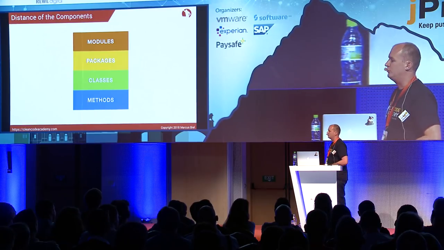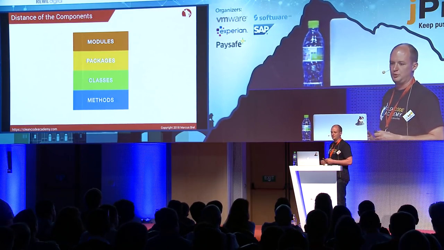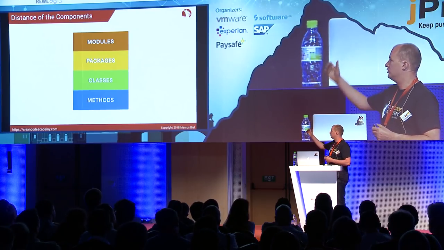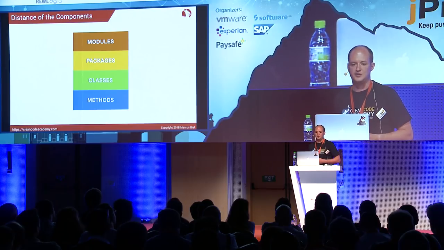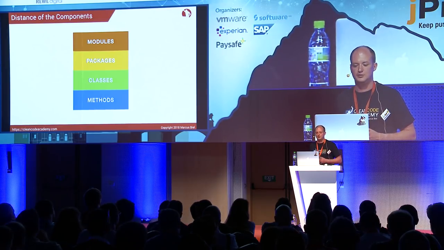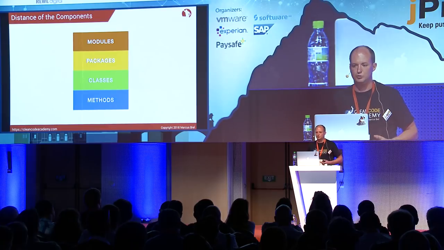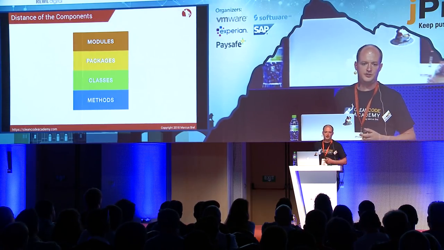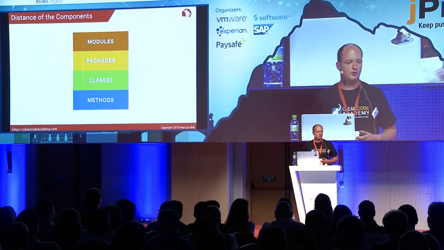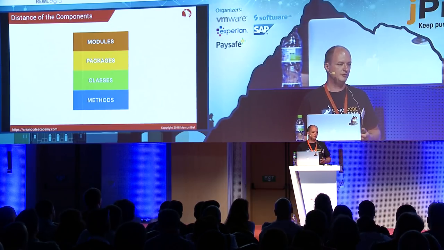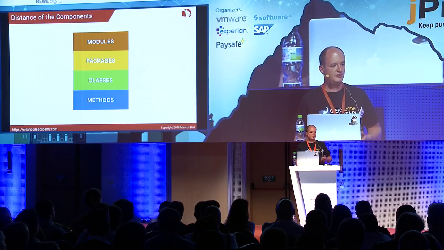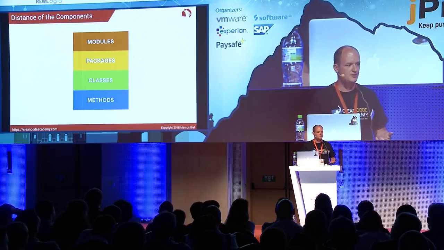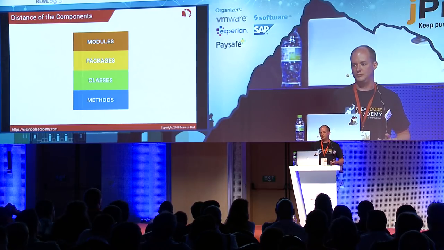Okay, and the next thing that I want to talk about is the distance of the components. Because the question is, if we have two components that are coupled, on which level are we? Are we speaking of two very small methods in the same class, very closely related? Or are we speaking of two very huge modules, not so much related? The higher in the hierarchy we are, the more code is involved usually, and the more people are involved. And obviously, again, this is about complexity. So the more complex it gets, also the more risky it gets, and we have to manage this somehow.